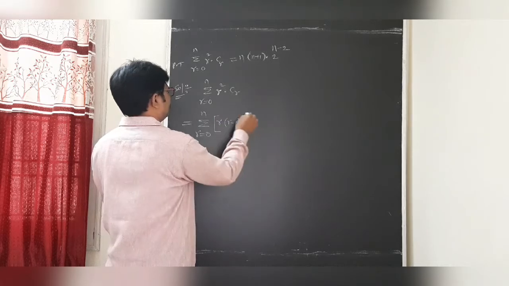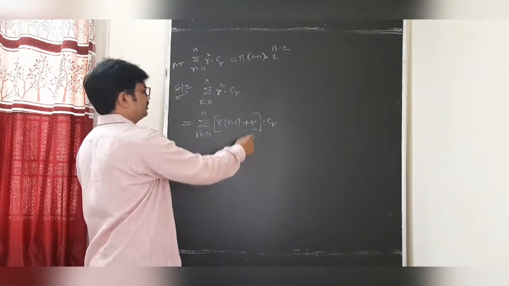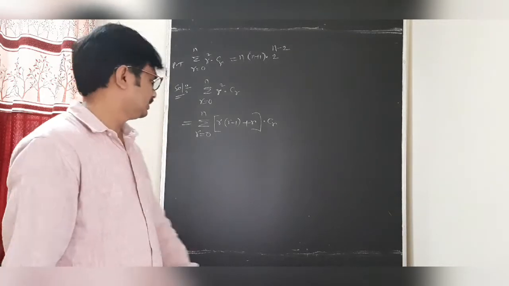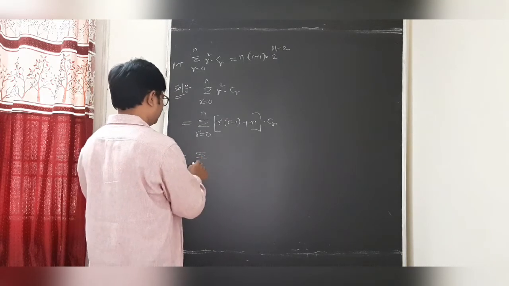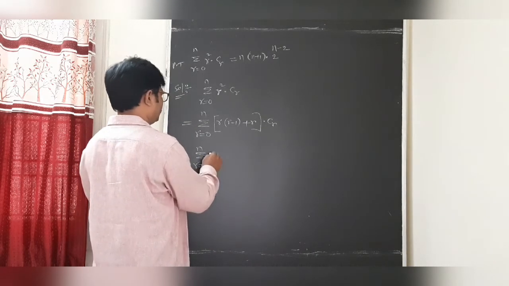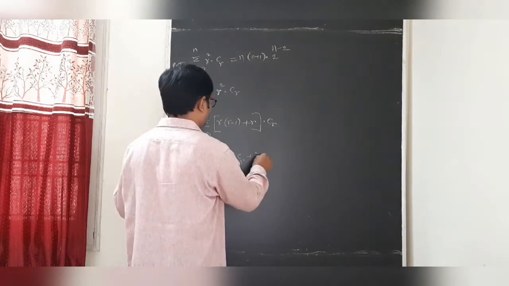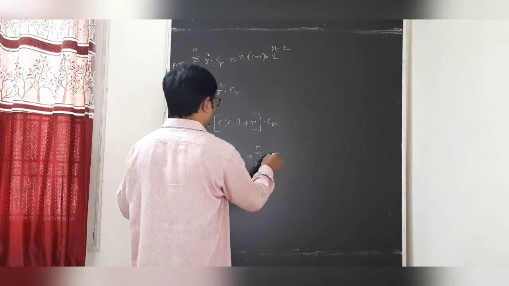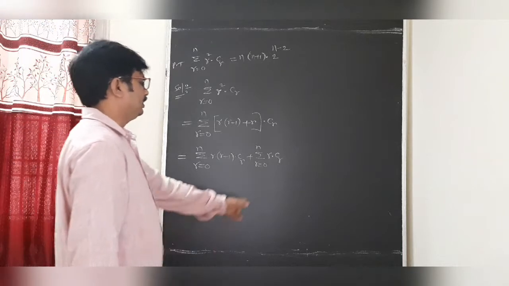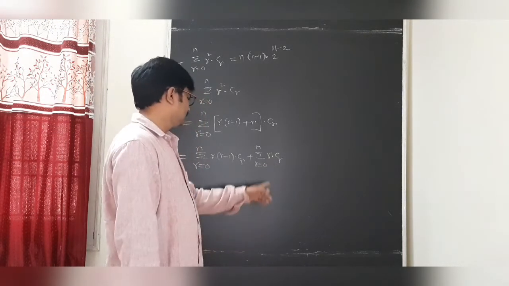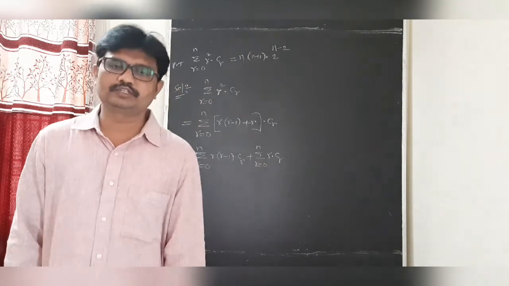So dear students, how can you write it? This is r into r, that is r square, minus r plus r, which cancels. So my dear students, this is r square minus r plus r. After that we can write it as sigma r equal to 0 to n r into r minus 1 into Cr plus sigma r equal to 0 to n r into Cr. So dear students, just now we found this one. What is r into r minus 1, students?